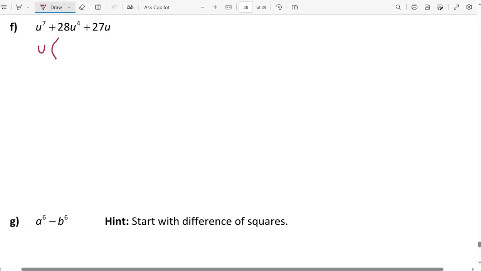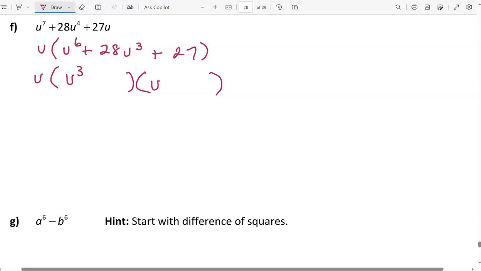factor out the GCF first. So we have u times u to the 6th power plus 28u to the 3rd power plus 27. What you'll notice is the remaining terms inside the parentheses form a trinomial. And a is 1, which means that we have an easier factoring to do. The first in each of the parentheses must be u cubed. The first term's u cubed times u cubed gives us the u to the 6th first term in what we're trying to factor. And the factors of 27 that add to 28.